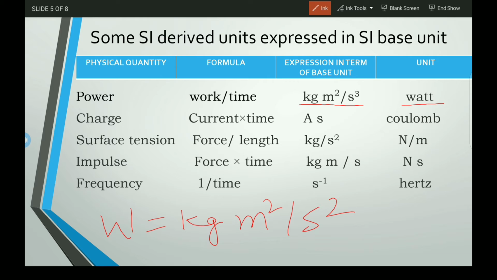Next quantity is charge, and the formula for charge is current into time. In a previous video, we discussed that electric current is a fundamental quantity and its SI unit is ampere.